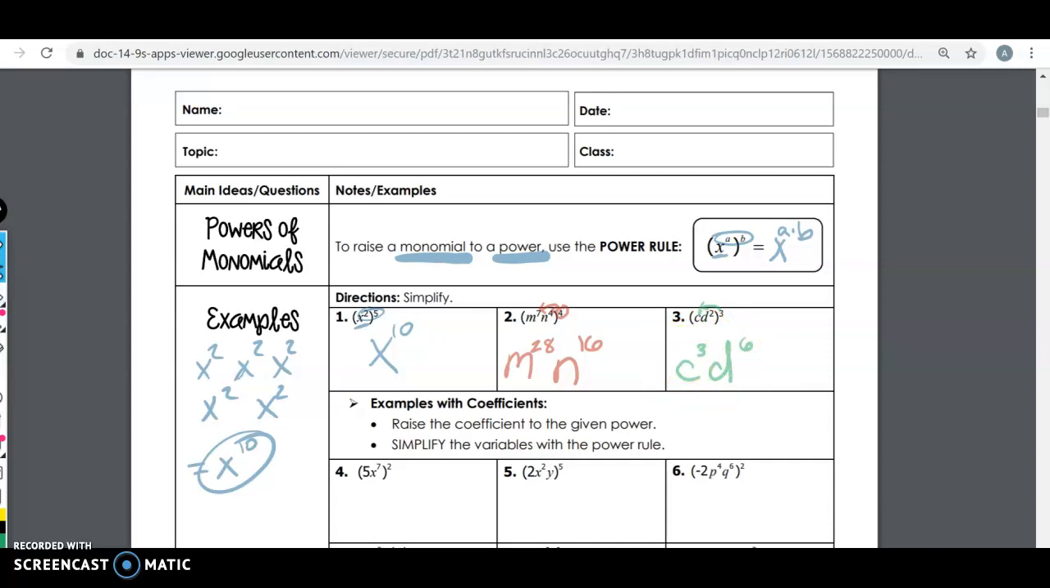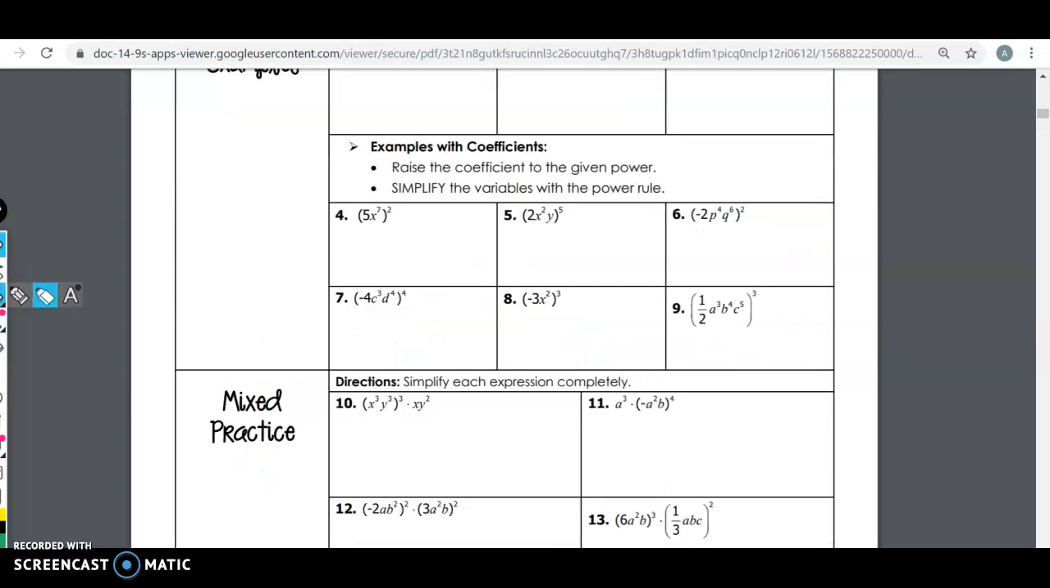Next up, we're going to talk about coefficients. We have coefficients in front of our variables. You're going to do the same thing with the variables, but you're going to raise the coefficient to that given power. Let's look at an example.